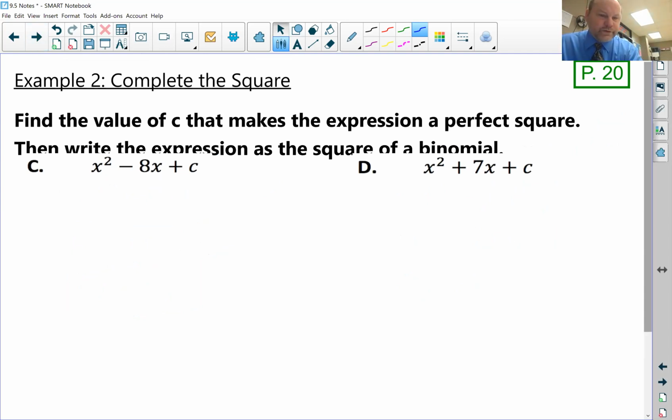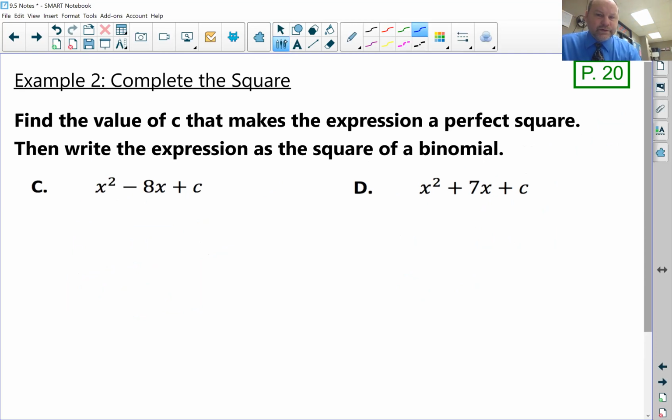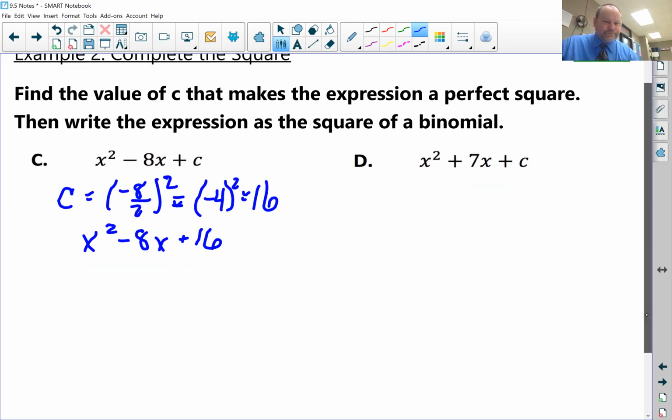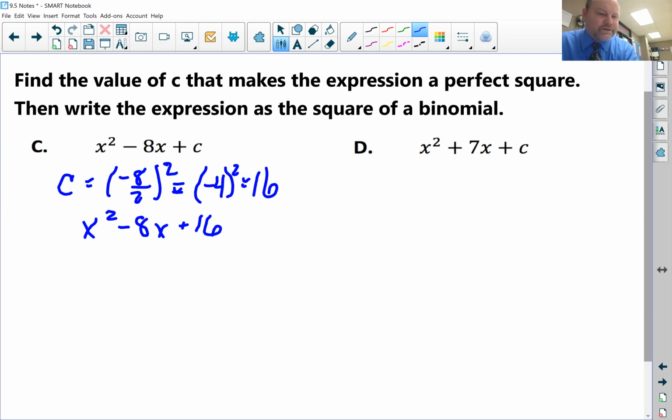All right, try a couple more here. C is going to be -8 divided by 2 squared. So this would be -4 squared, which is 16. So there's our perfect square trinomial. And the factored form, x minus 4 squared.